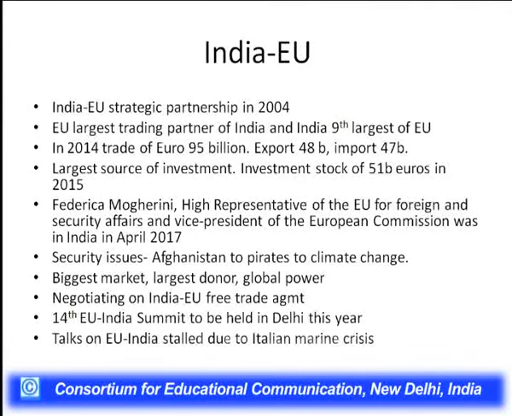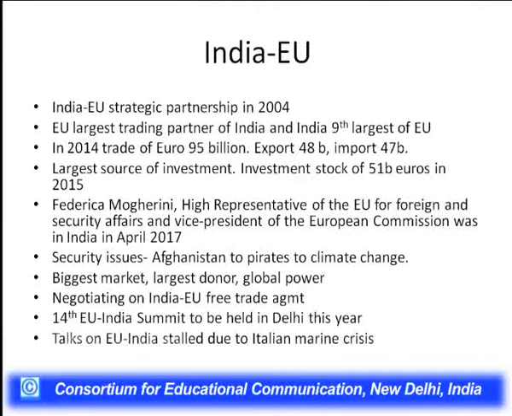The European Union is also the largest source of investment in India. In 2015, the investment stock was nearly 51 billion euros that came to India from the European Union.